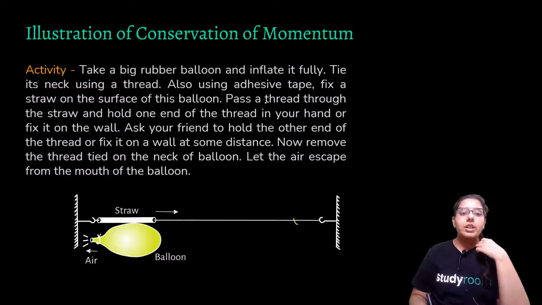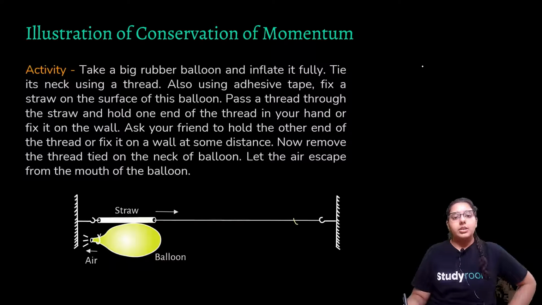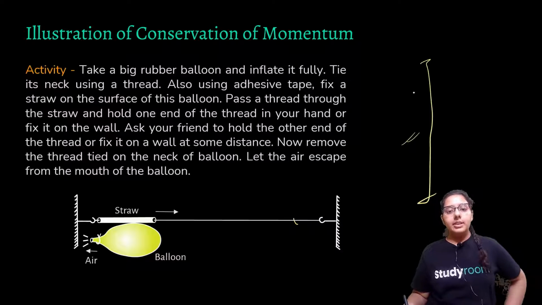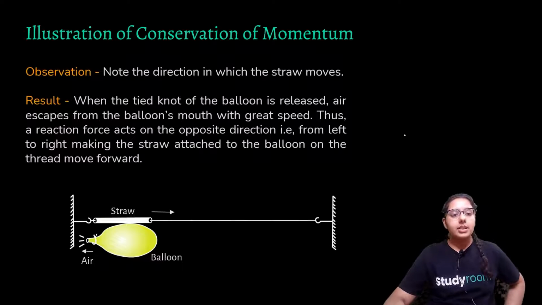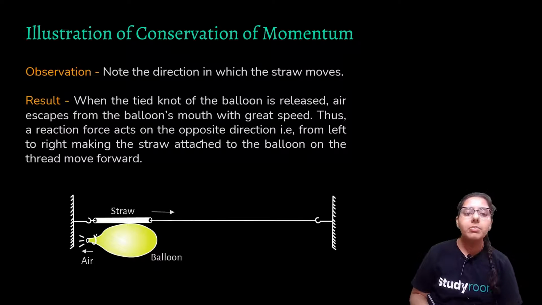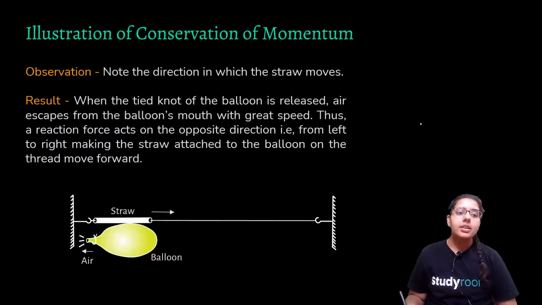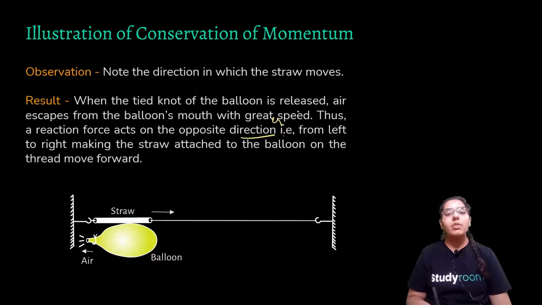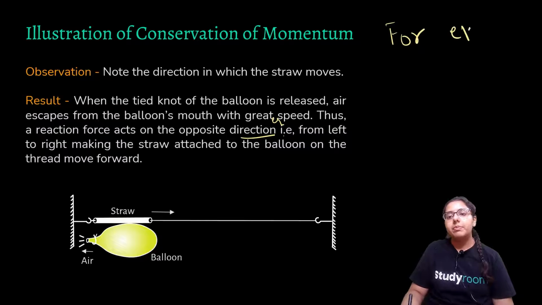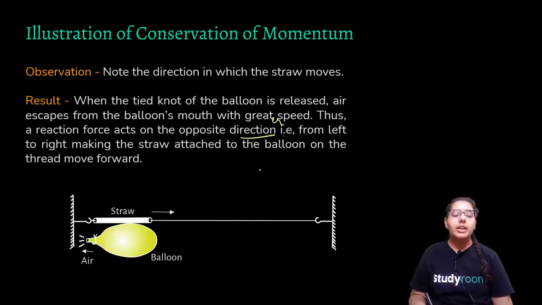So this is one illustration of conservation of momentum. You can just perform this to analyze the conservation of momentum. I hope this is clear. So what is the result of this experiment which you'll perform? When the tied knot of the balloon is released, air escapes from the balloon's mouth with greater speed. Thus, a reaction force acts in the opposite direction, that is from left to right, making the straw attached to the balloon on the thread move forward. Same phenomena. For every action, there is an equal and opposite reaction, and the law of conservation of momentum takes place.